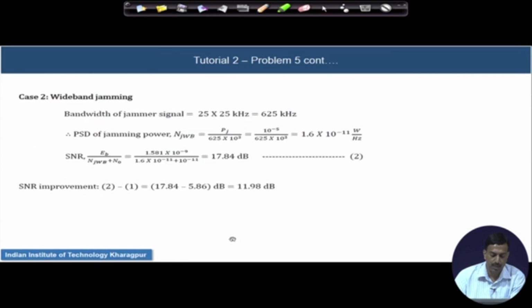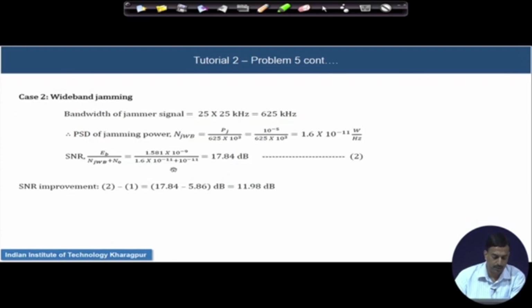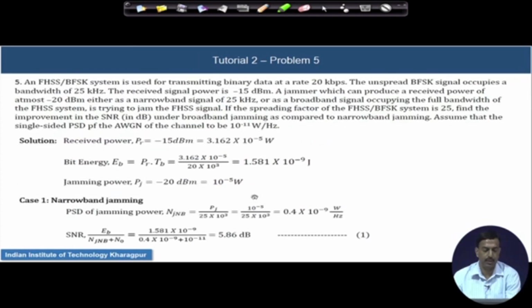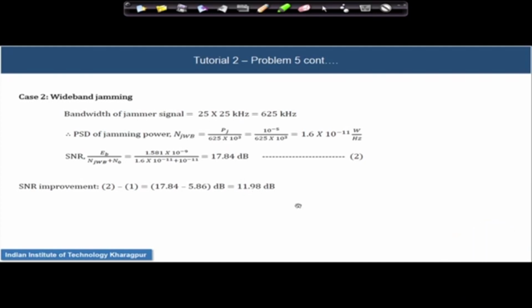This is basically because the same jammer power, which is 10 to the power of minus 5, is now spread over a larger bandwidth, which gives you a smaller power spectral density, and that gives you better immunity to jamming. So the SNR at the receiver for wideband jamming is much greater than for the narrowband jammer. The improvement is calculated by finding the difference between the two cases, which turns out to be 11.98 in this case.